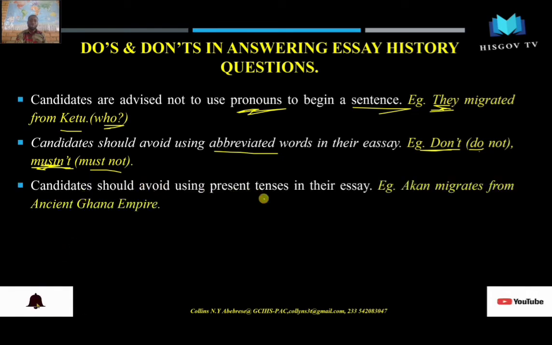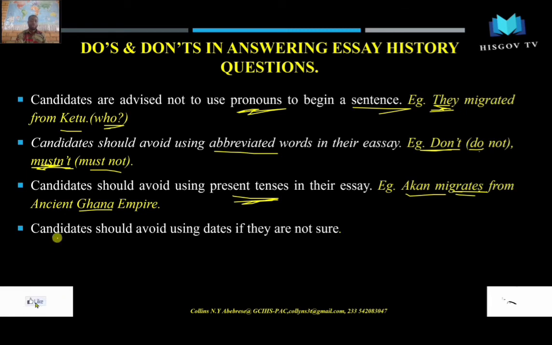Candidates should avoid using present tense, and this I always have issue with my students using present tense to write history for me. So for example, Akan migrates from ancient Ghana. Present tense here, no, it is wrong. It's supposed to be Akan migrated from. So here S should be D. Akan migrated from ancient Ghana. So please avoid using present tense. Go back and revise your past tense notes.